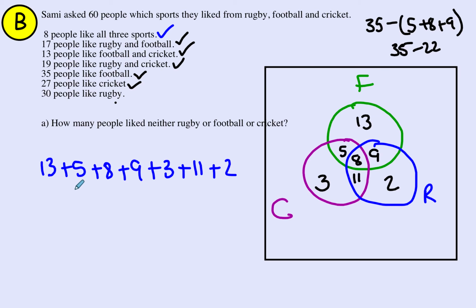And that represents 51 people in the Venn diagram. So if there are 60 people altogether, then we do 60 take away 51, which is 9. So that answers that question. So there are 9 people that don't like any of these things. And always be careful of that. Don't think that all of these numbers represent this.